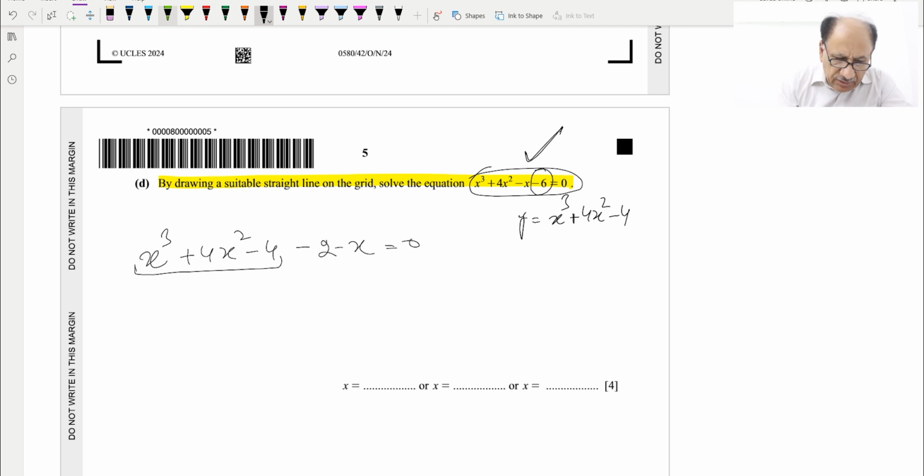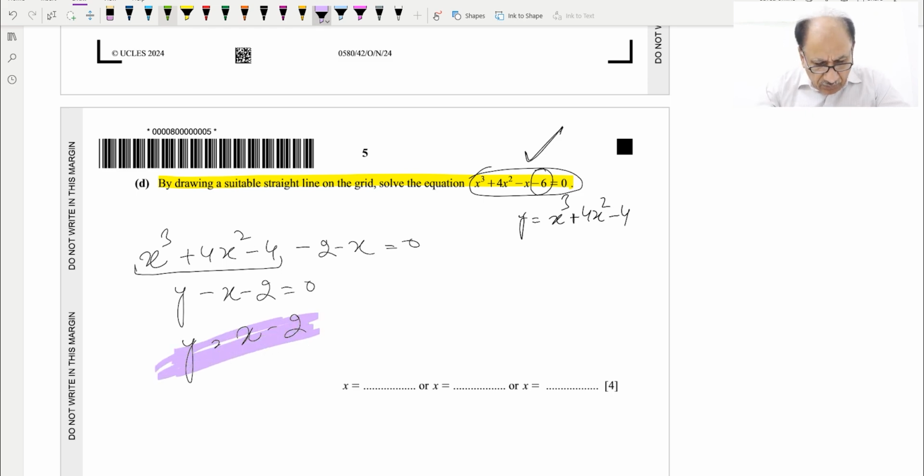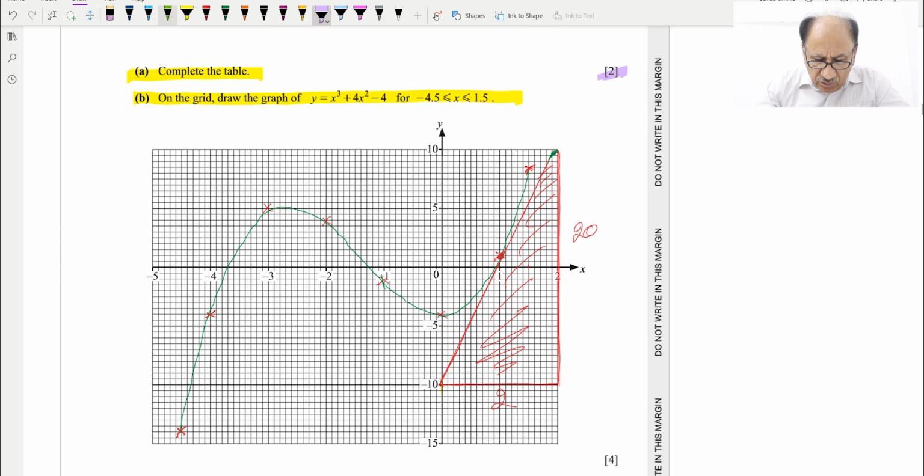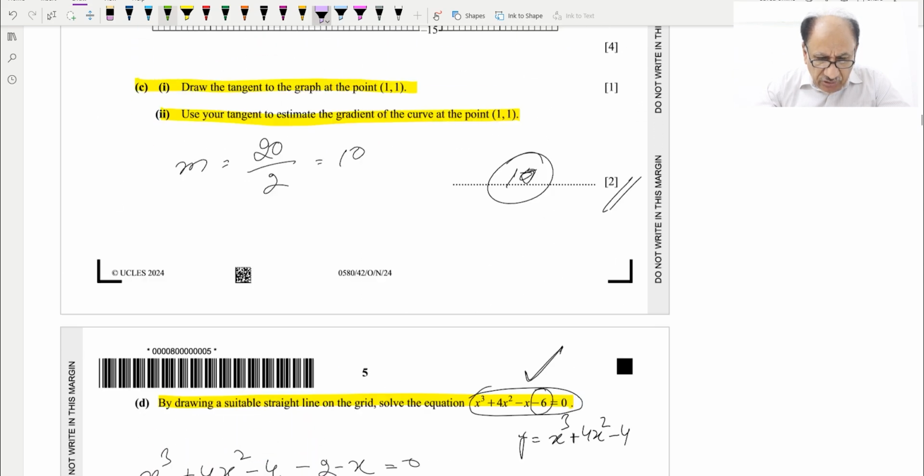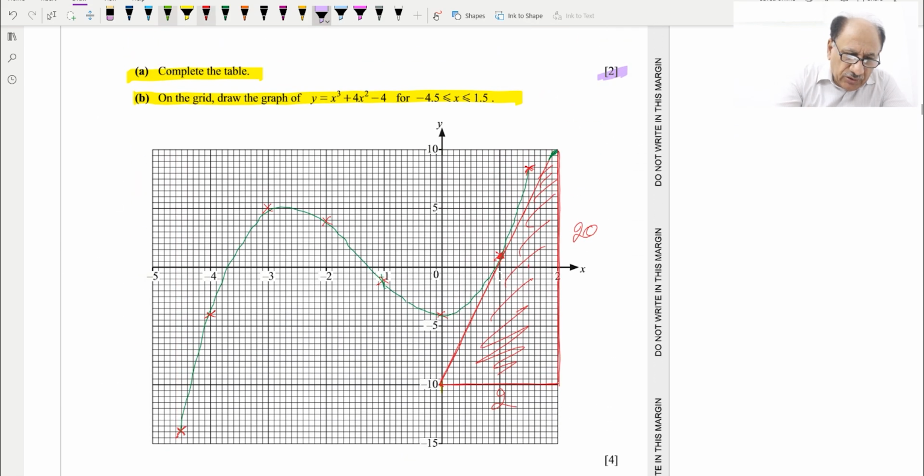So what we have done, we have changed the format of this equation, and for this portion we can write y. So our equation will be y minus x minus 2 is equal to 0, or we can write y is equal to x minus 2. This is the equation which we need to draw on the coordinate axis. Y is equal to x minus 2.